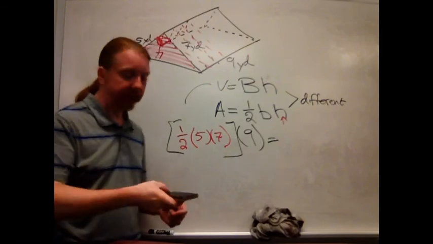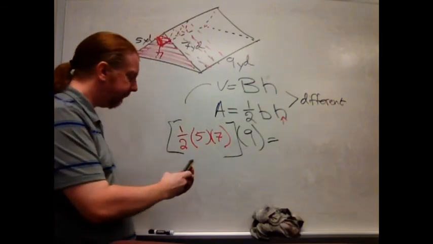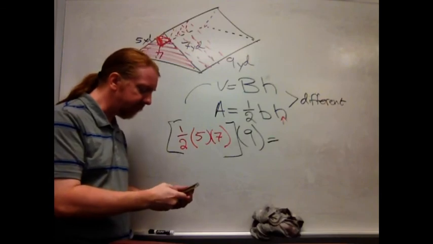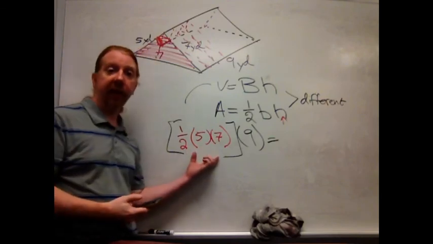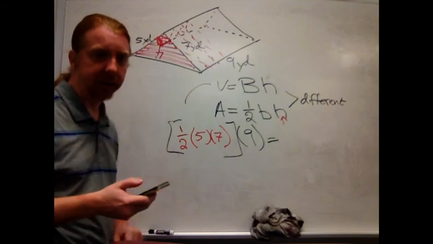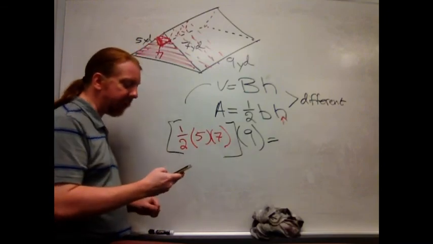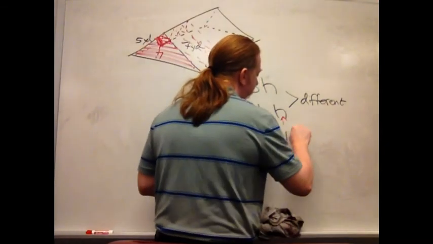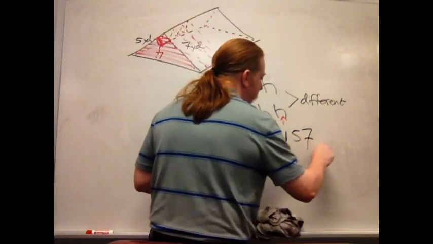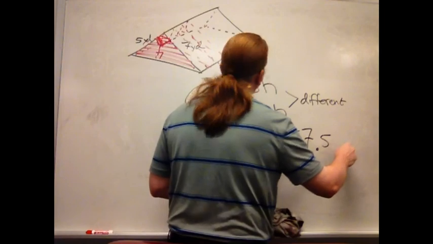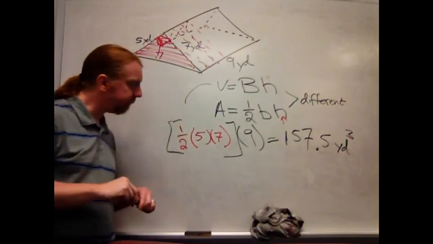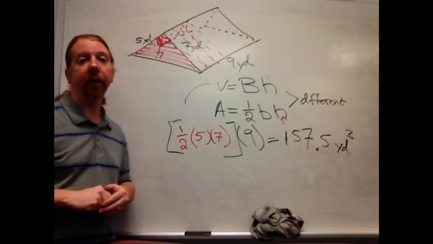Now I go to my calculator. So 5 by 7 times 0.5. This gives me 17.5, if you're the kind that likes to write things down by steps. Multiply that by 9, I get a final answer of 157.5, in this case, cubic yards. That would be my final answer for the volume.